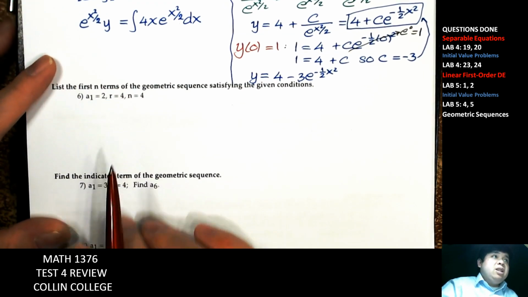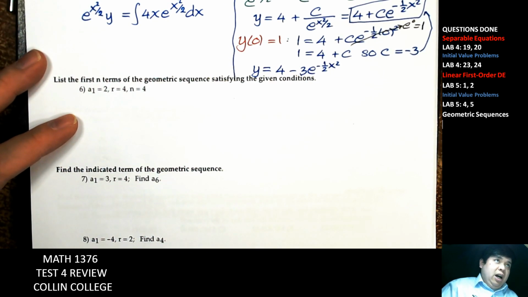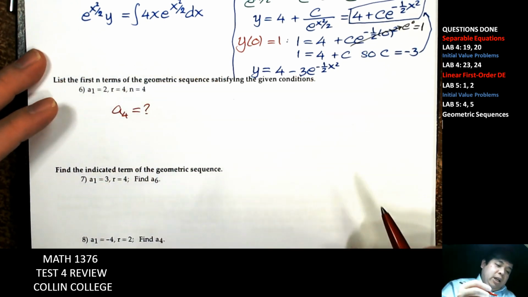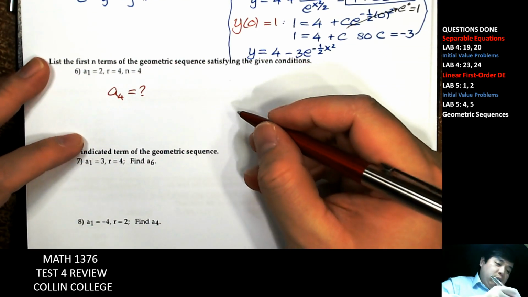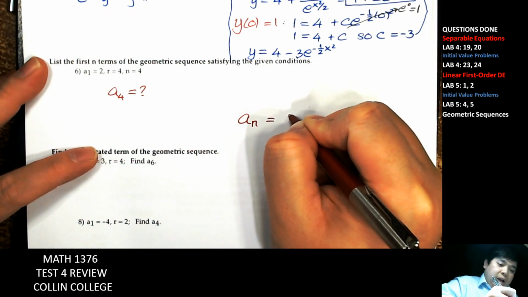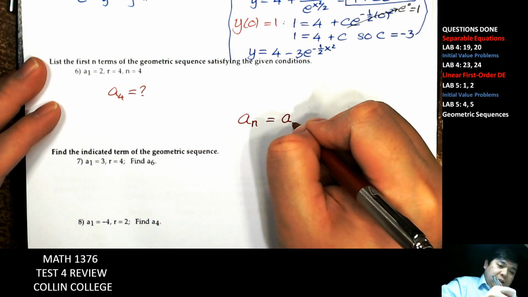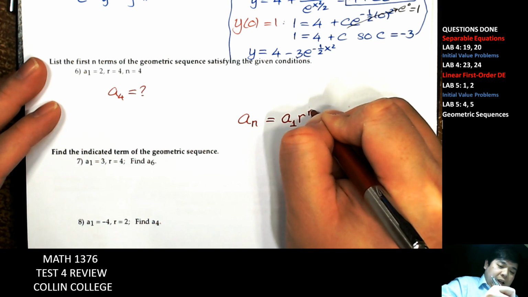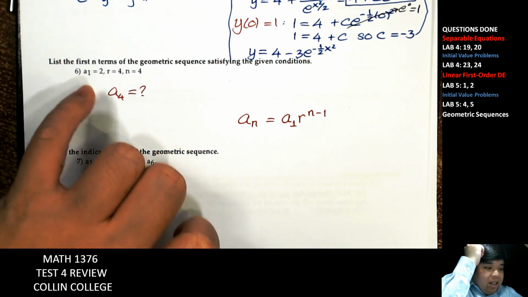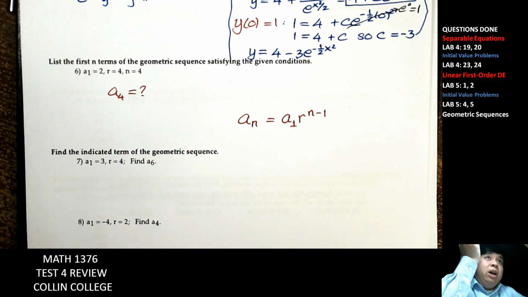Right. 6, 7, and 8. They just asked for this one. They asked for the 4th term. So in general, for a geometric sequence, a_n is equal to a_1 times r to the n minus 1. By the way, in the note we have a_1. Either way, it is just the first term.